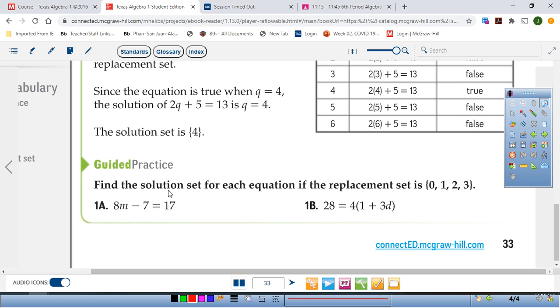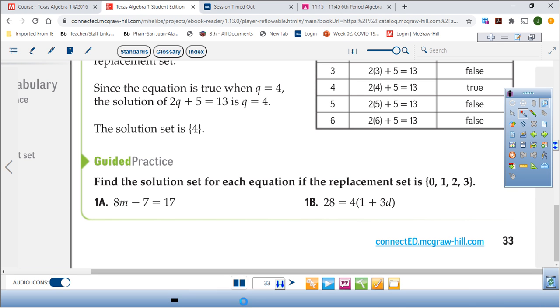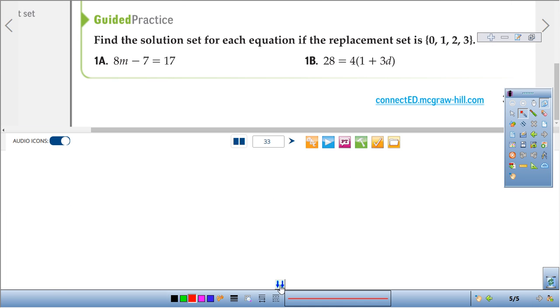Okay, so find the solution set. They want you to find the correct answer, maybe one, two, or three different numbers work. You never know. The set in this situation has only a member of number 4. So regarding these, find the solution set for each equation if the replacement set is this one. Okay, let's try 1A. Try 1A, guys. Or at least copy 1A down and let's work on it.